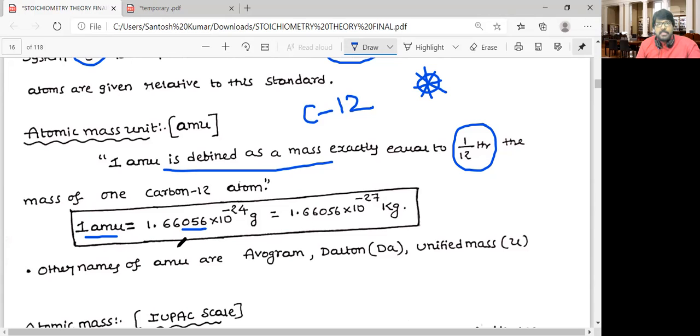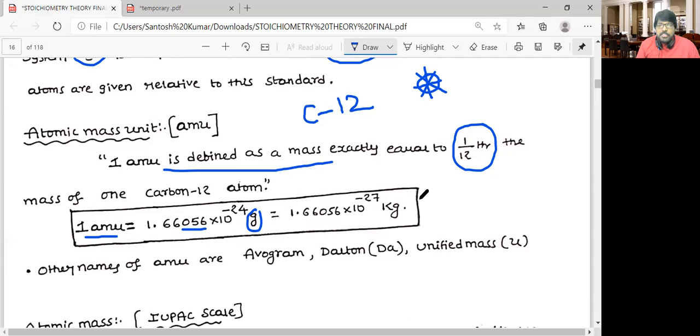Carbon, if you take 12 AMU, 12 into 1.66 into 10 power minus 24 grams. 100 AMU, 100 into 1.66 into 10 power minus 24 grams. And if you want to convert grams to kilograms, you have to write 10 power minus 3. Already 10 power minus 24 is there, so that becomes 1.66 into 10 power minus 27 kilograms.